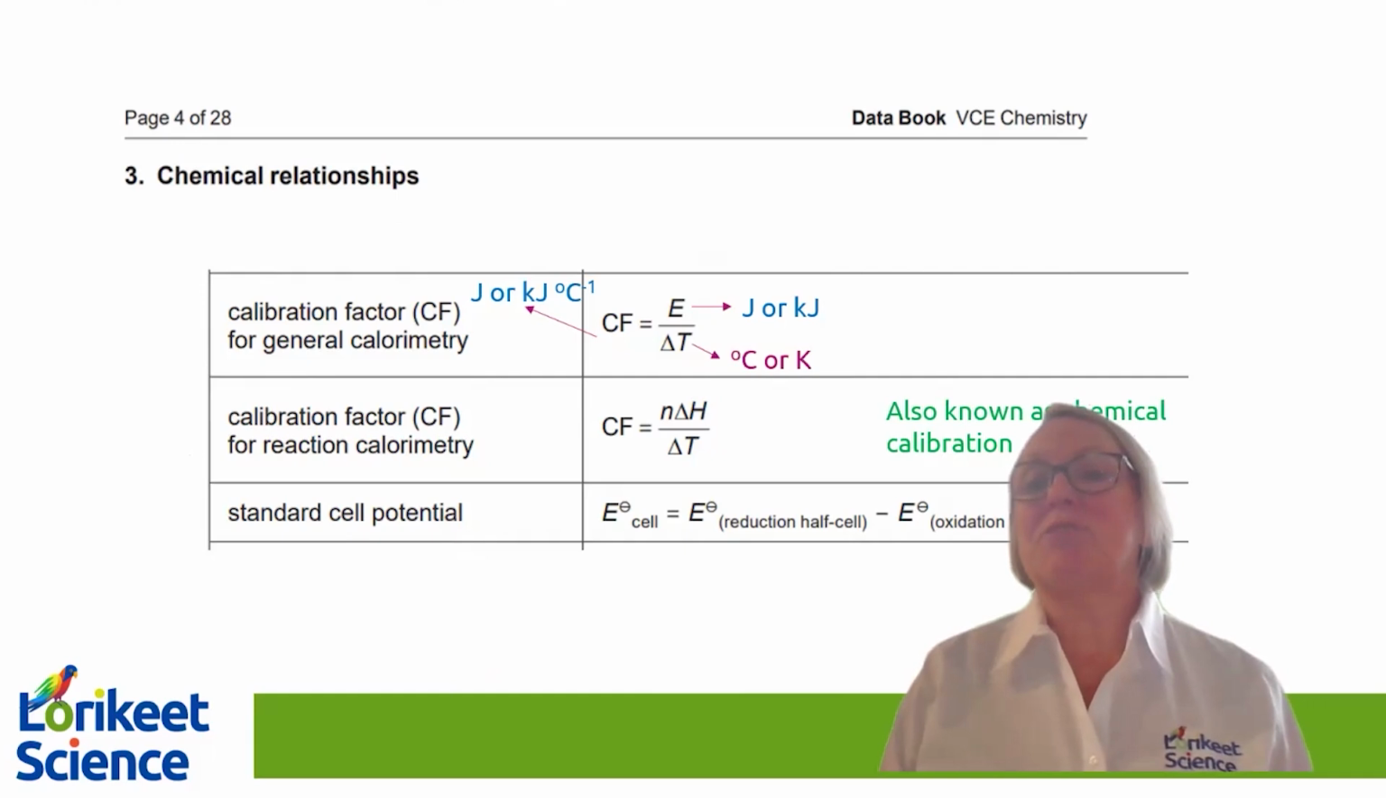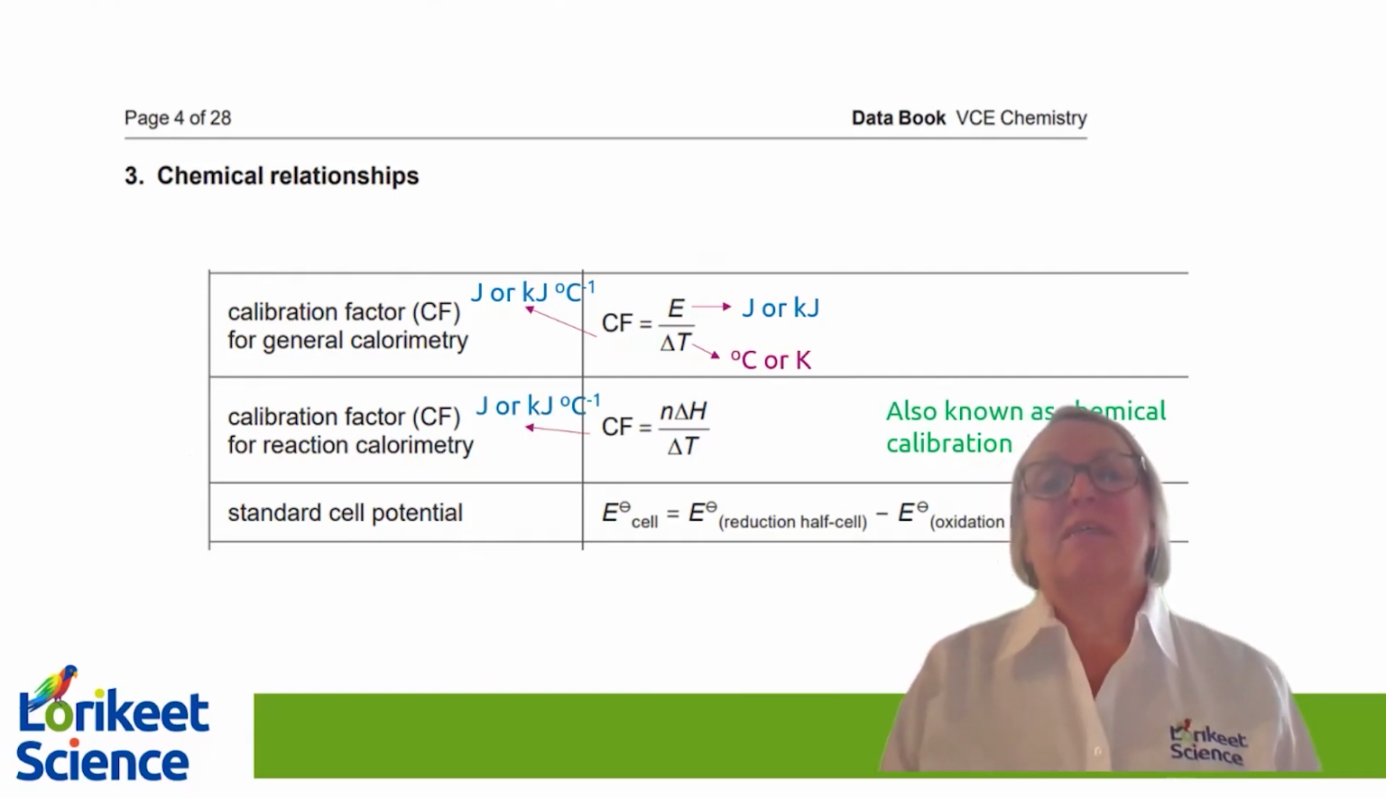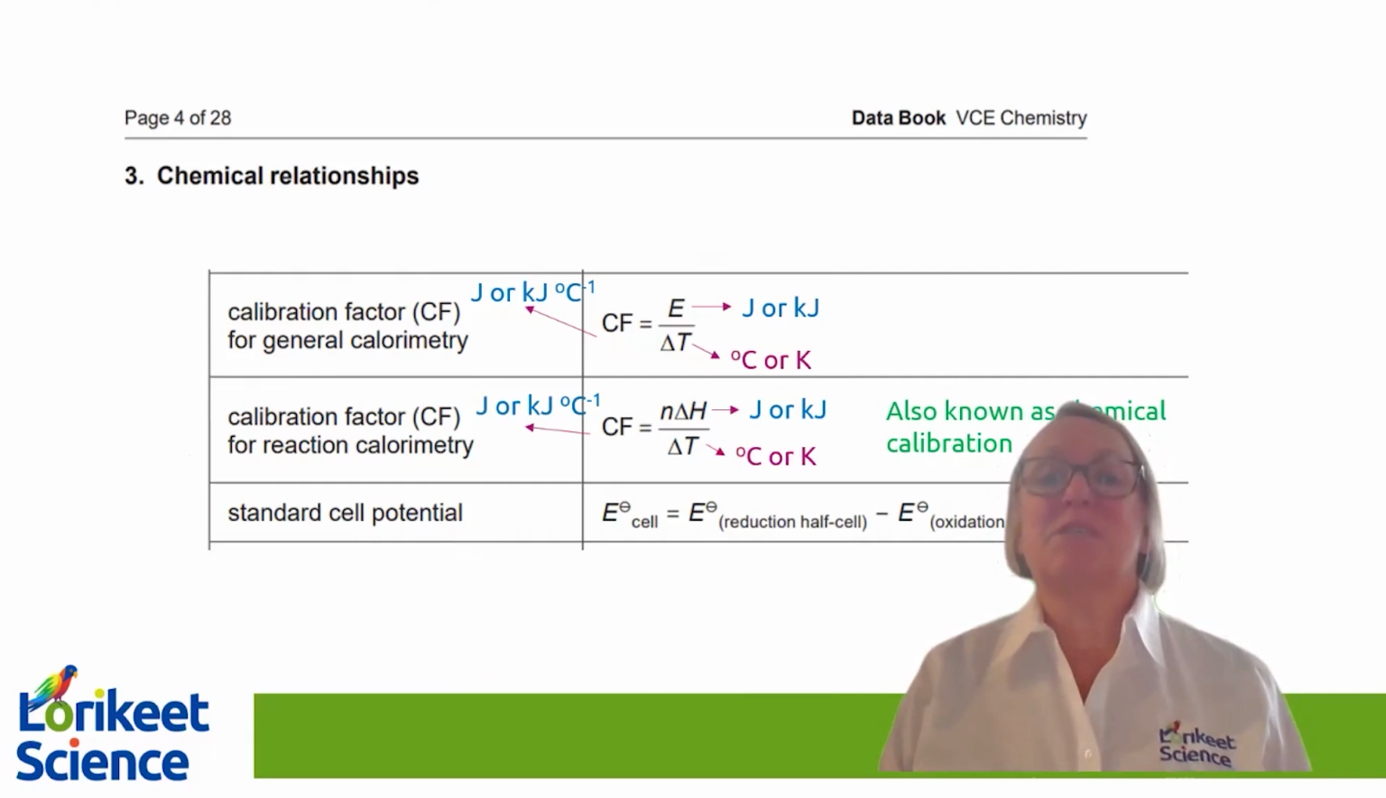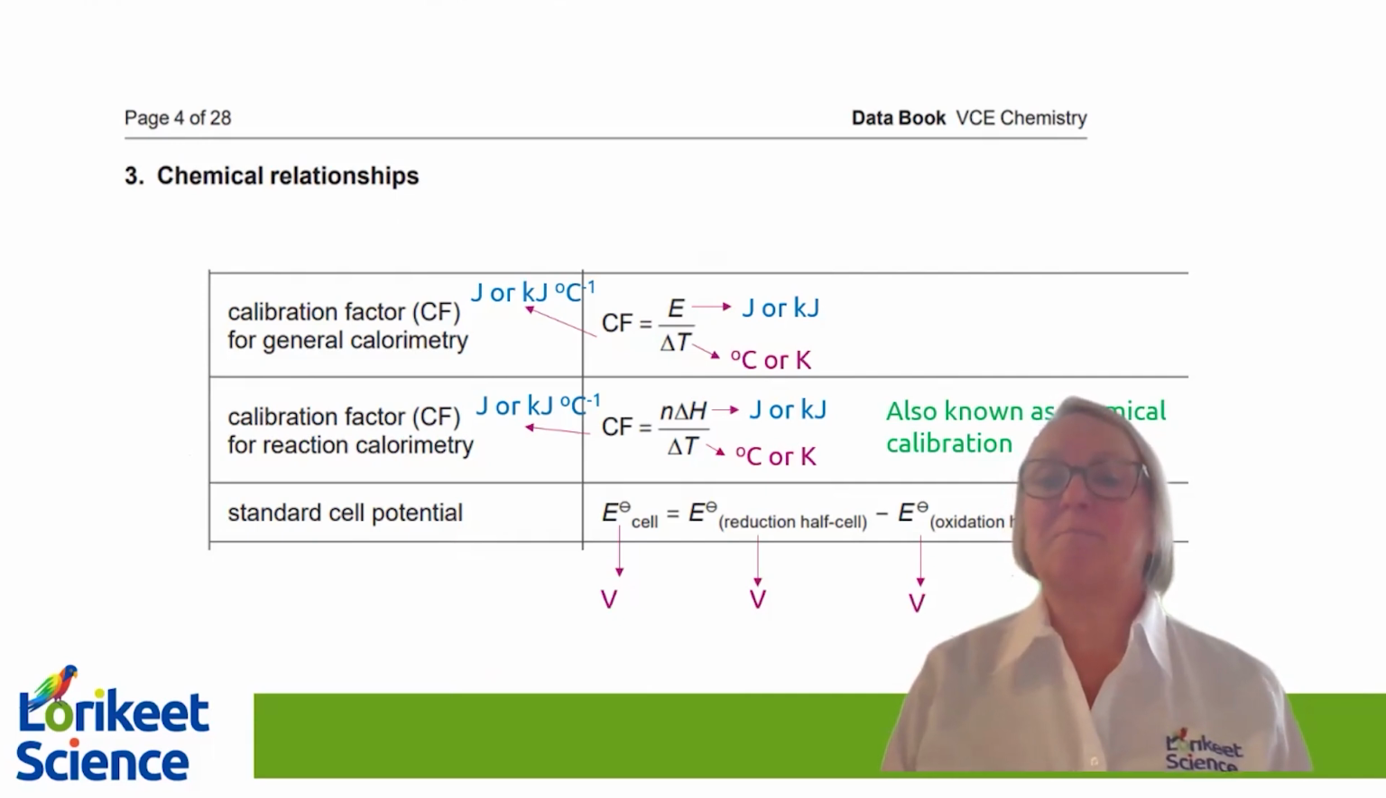Reaction calorimetry, also known as chemical calibration, the calibration factor is in joules or kilojoules per degree Celsius. Delta H depends on the units that's used, either joules or kilojoules, divided by the temperature change, which is degrees Celsius or Kelvin. The standard cell potential using the electrochemical series is the E naught of the cell is in volts, the E naught of the reduction half cell is in volts, and the E naught of the oxidation half cell is also in volts.